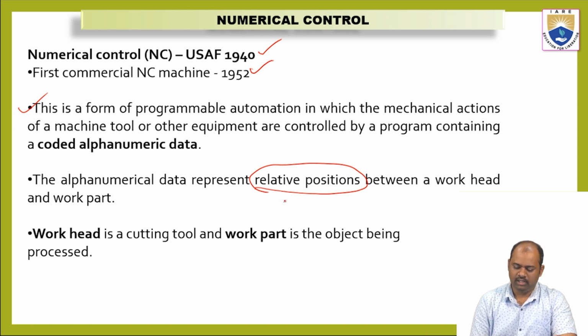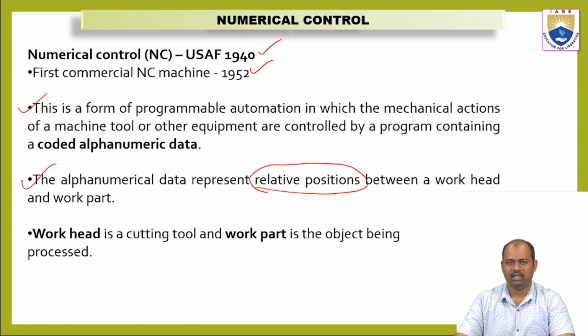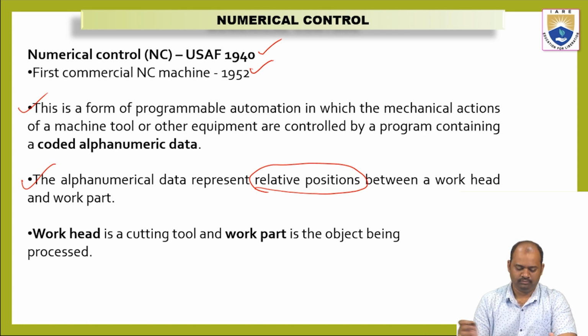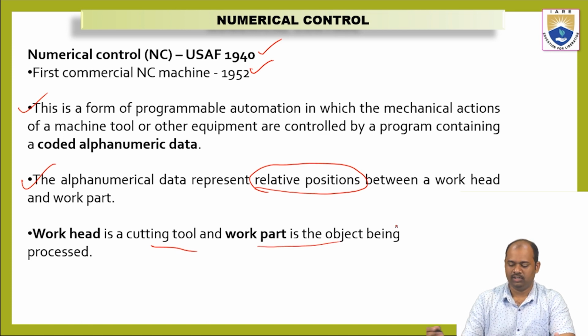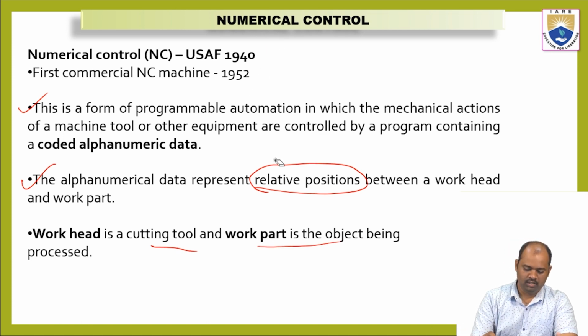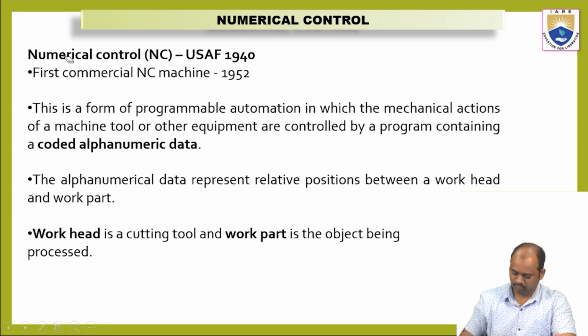Now the relative position between the workpiece and the tool should be given in the form of a program. So that is what we are talking about. This program can be given to the numerical control system so that it can remove the material from the object. The work head is the cutting tool and the work part is the object being processed. That is what we discussed just now. Let us go to the next slide.